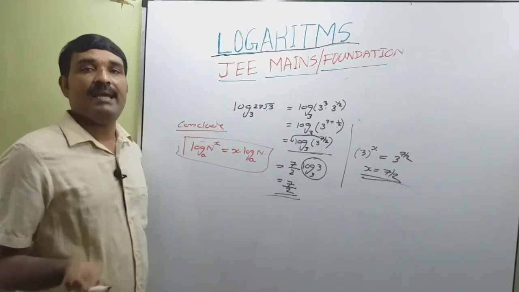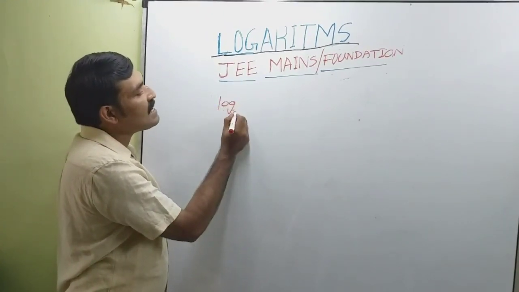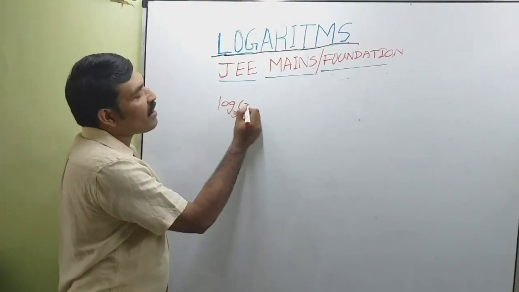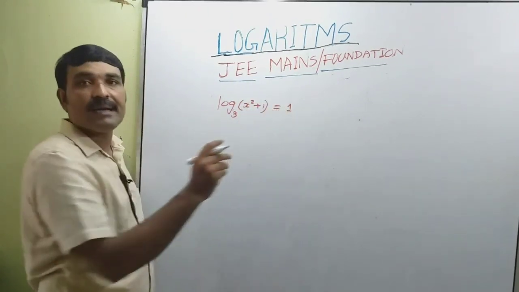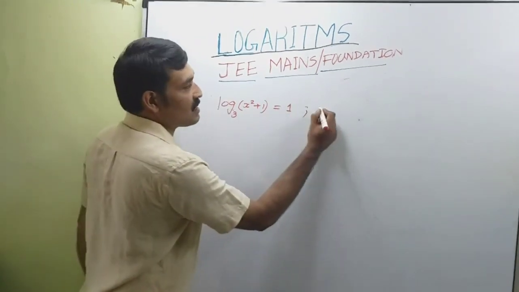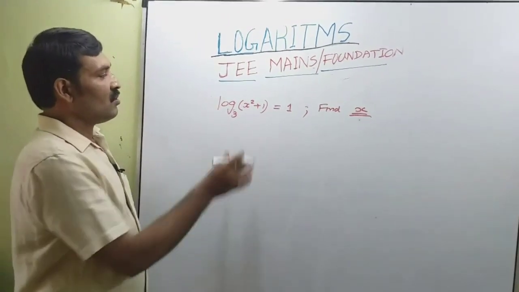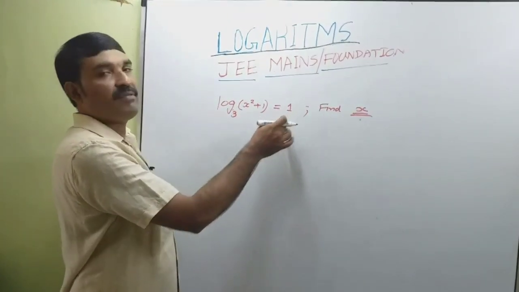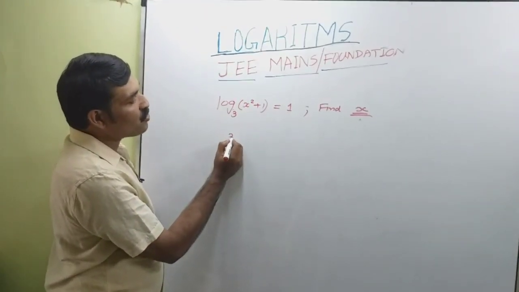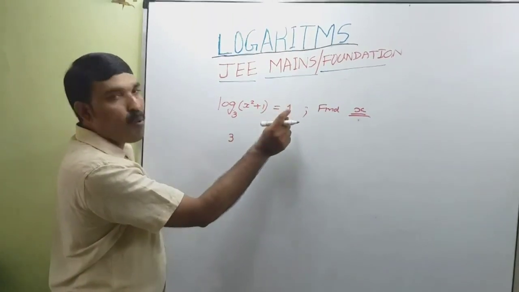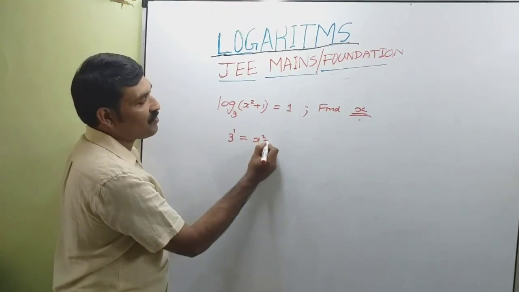Consider the question: log base 3 and the number is given as x square plus 1. The answer is given as 1. This is equal to 1. Now the question is to find the value of x. The value of this is given as 1, and we want to find the value of x. Now the base raised to the exponent. The exponent is 1, that is equal to the number x square plus 1.